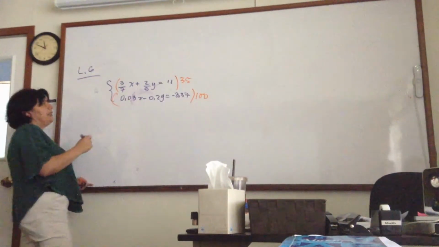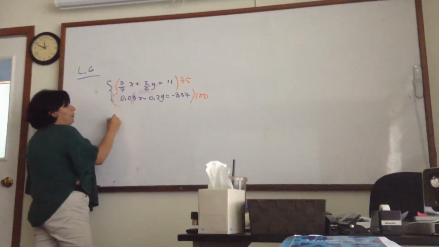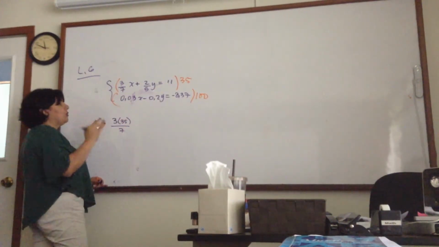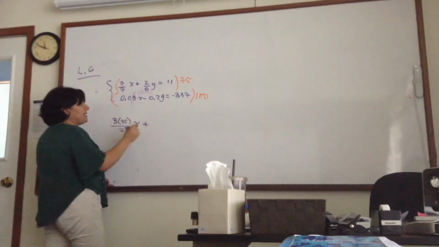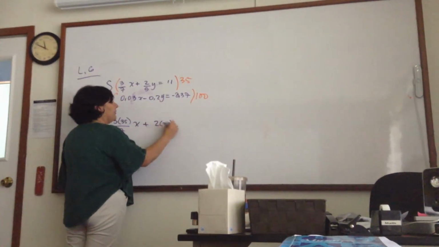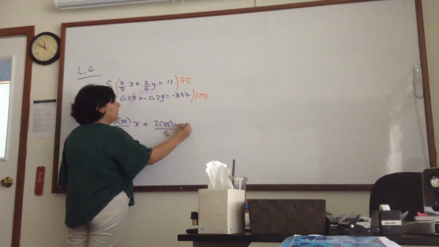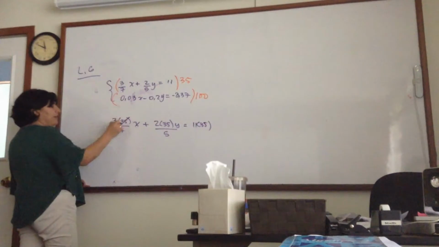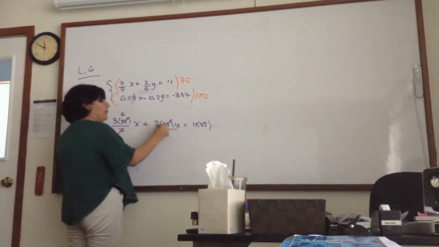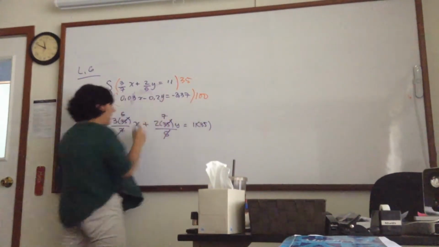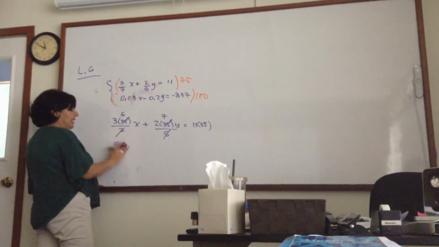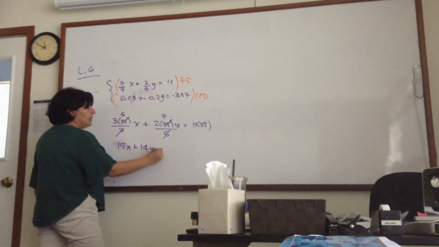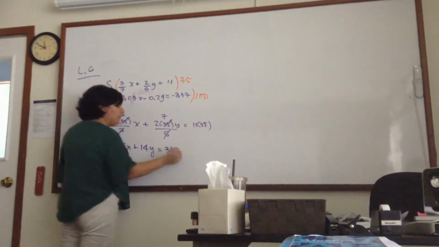So what's going to happen is I'm going to get 3 times 35 divided by 7. I'm going to do the whole long thing just so you understand what I'm doing. I'm not going to skip any steps. 2 times 35 divided by 5y equals 11 times 35. And that gives me 35 divided by 5, this is a 7, and then I have 15x plus 14y equals 385.